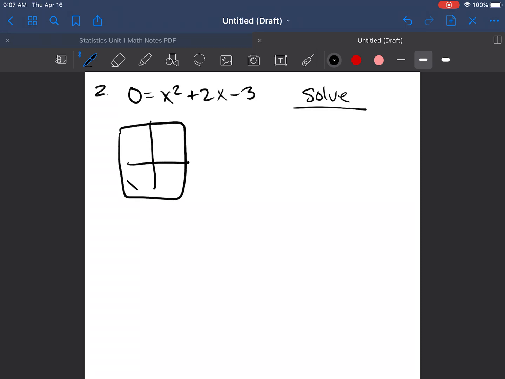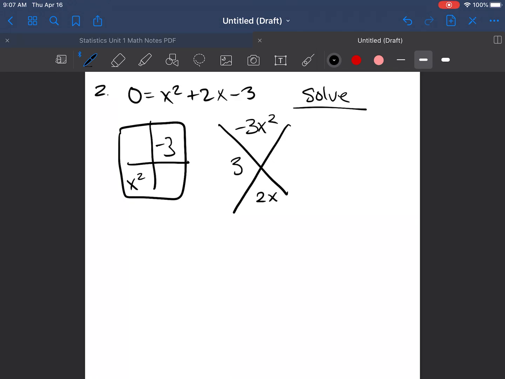Draw my box and my x. And I need to find the factors that go inside here. So I know that's going to be something that multiplies to negative 3 and adds to positive 2.